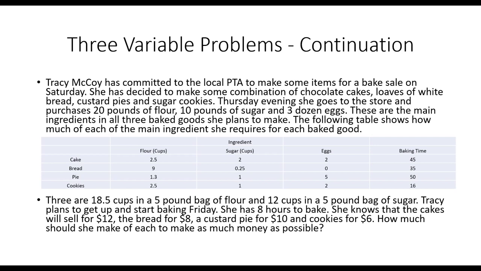The table then presents us with the information. There are 18.5 cups in a 5-pound bag of flour, and 12 cups in a 5-pound bag of sugar. Tracy plans to get up and start baking Friday. She has 8 hours to bake. She knows that the cakes will sell for $12, the bread for $8, a custard pie for $10, and cookies for $6. How much should she make of each to make as much money as possible?